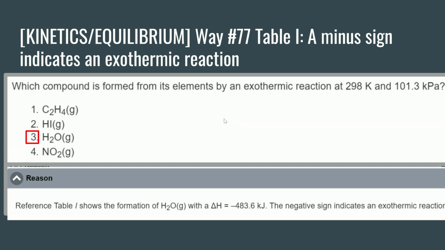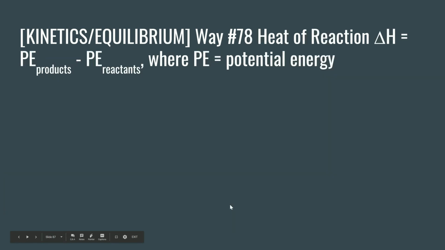Reference Table I shows that the formation of H2O has a delta H value of negative 483.6 kilojoules, which means that this negative sign corresponds to an exothermic reaction. Thus, choice 3 is correct.